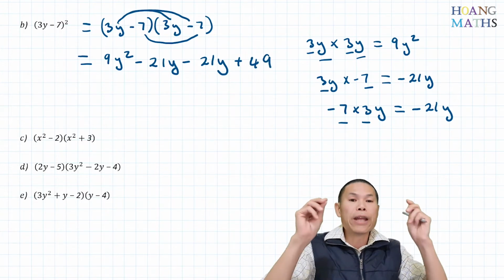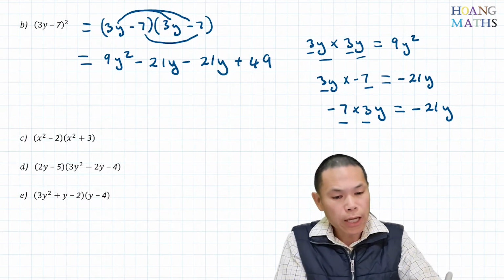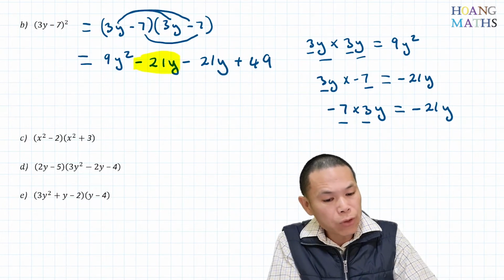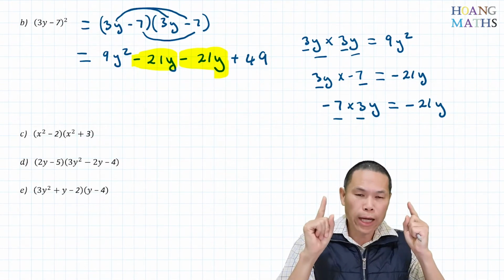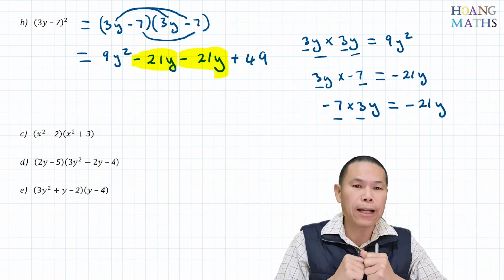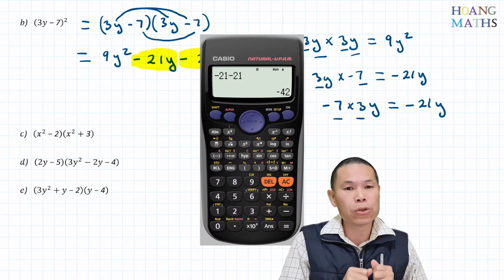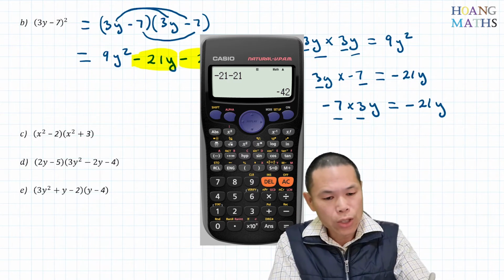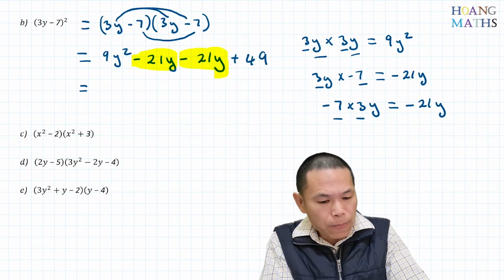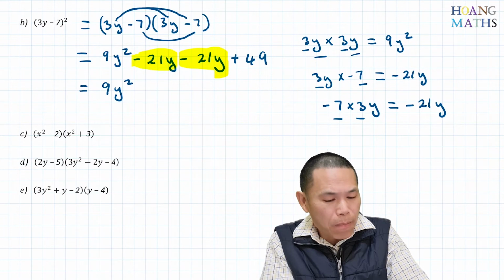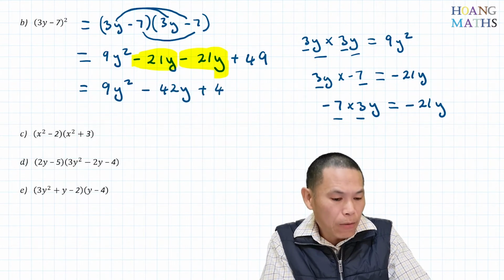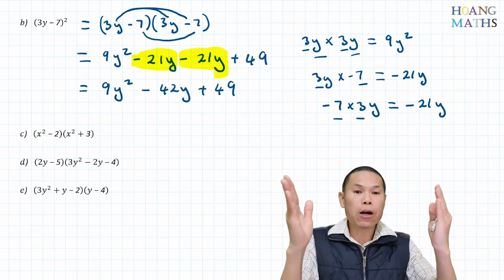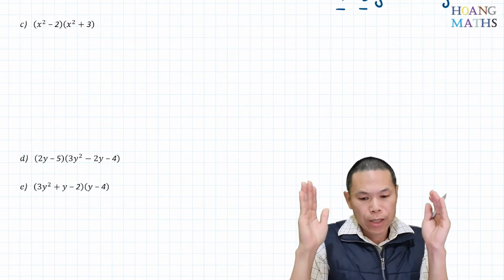There you go. So now we just collect the like terms. And the like terms are negative 21y and negative 21y. Negative 21 minus 21 is negative 42. Otherwise, you just put it in a calculator. Negative 21 minus 21. You should get negative 42. So that is 9y squared minus 42y plus 49. There you go.